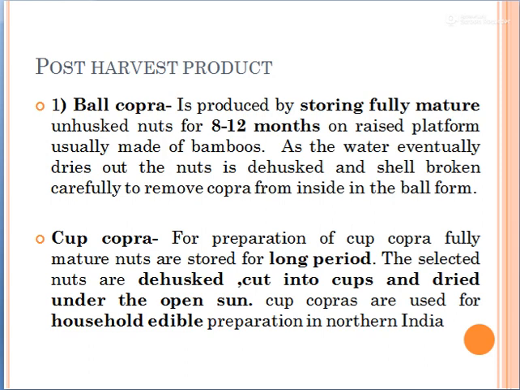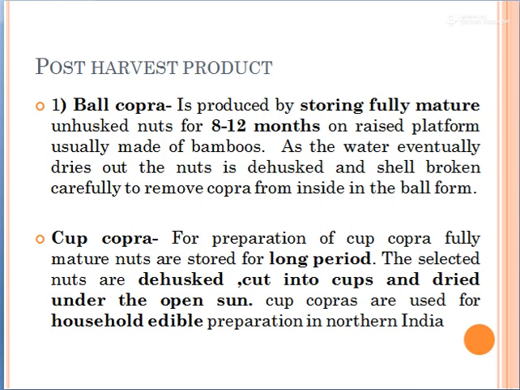It is produced by storing fully mature unhusked nuts for 8 to 12 months on a raised platform, usually made of bamboo. As the water eventually dries out, the nuts are dehusked and the shell broken carefully to remove the copra from inside in the ball form. So for getting ball copra, the nut should be dried for 8 to 12 months, and then they are dehusked and the shell broken carefully to remove the whole ball copra from inside.